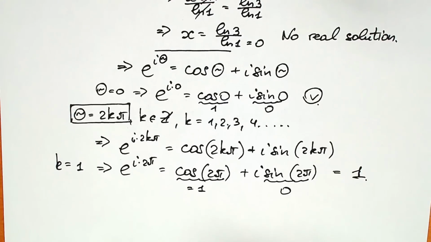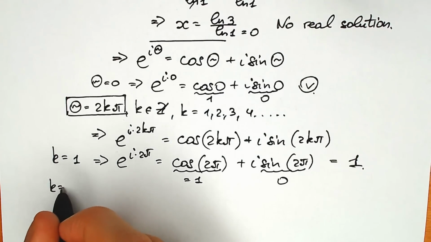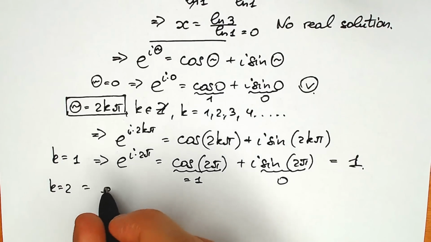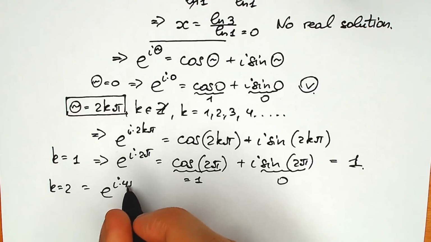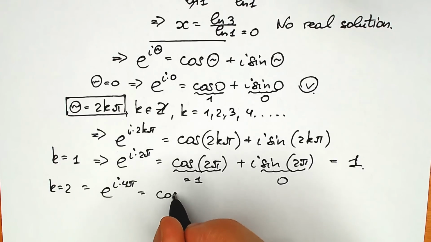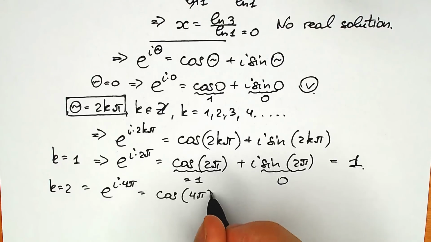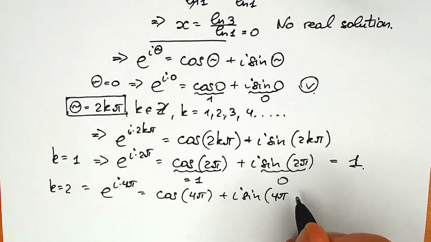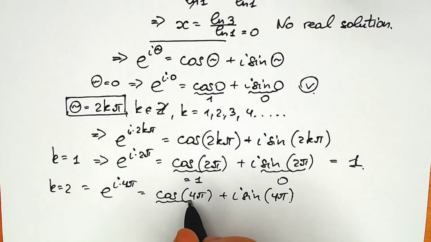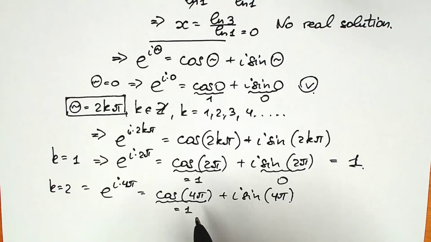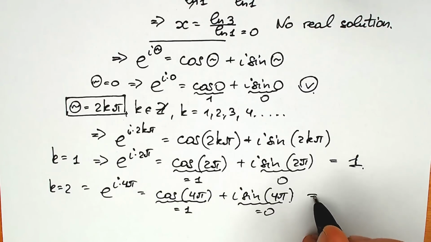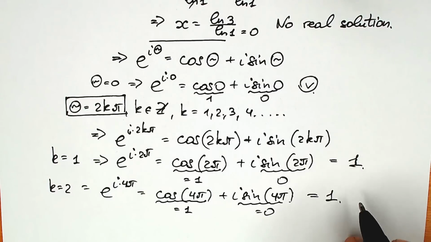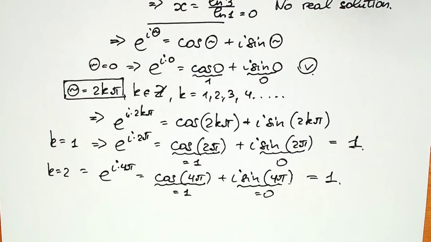Let's check when k is equal to 2, for example. So k is equal to 2. As a result, we have e to the power i times 4 pi equals cosine 4 pi plus i sine 4 pi. If you look closely, cosine 4 pi equals 1 and sine 4 pi equals 0. So 1 plus 0 equals 1. It's really great, absolutely the same expression. So on the right side, we have 1 all the time. But let's check once more.